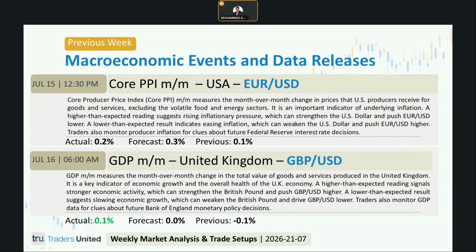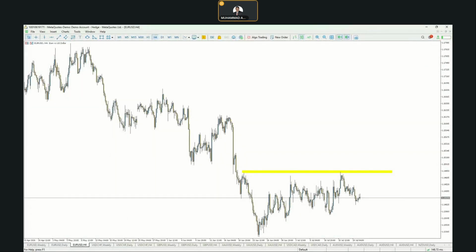Currency markets responded by selling the US dollar as traders reduced expectations for tighter Federal Reserve policy. Following the initial reaction, traders continued to monitor upcoming US inflation data, Federal Reserve communication, Treasury yields, and overall market sentiment for confirmation of the broader trend. As far as the trading outlook is concerned, the short term bias is bullish in the euro dollar currency pair.